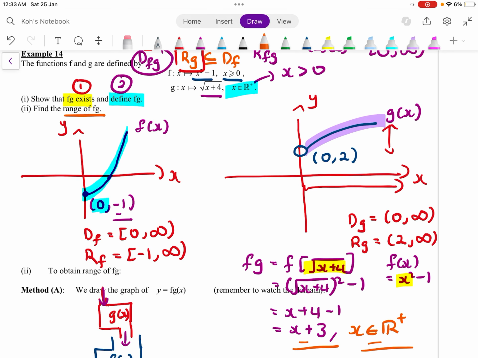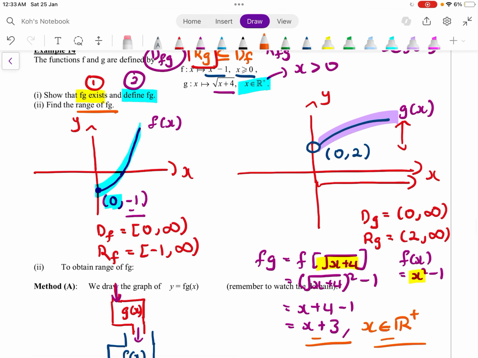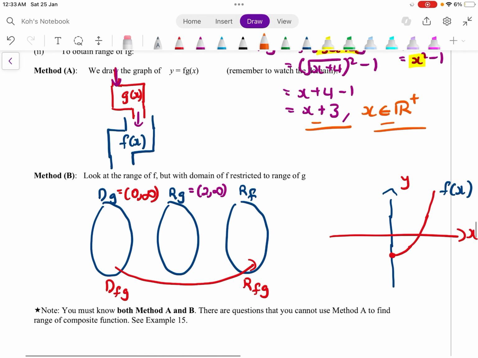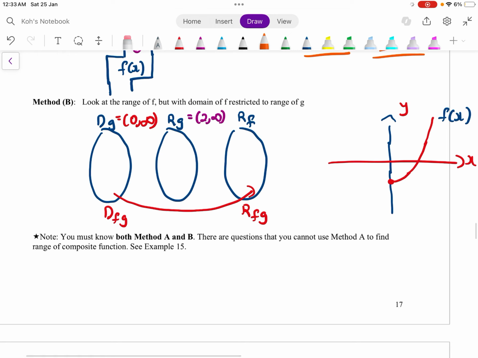Okay, the second part is the range of the composite function fg. How do I actually do it? Very simple. I teach you the second method. The second method is the more general method, because the first method might not work. So I must use the second method. Okay, so first I go to the three circles. So the three circles will be this. For example, domain of g, which is 0 to infinity, will give you the range of g. Range of g is 2 to infinity as determined already.